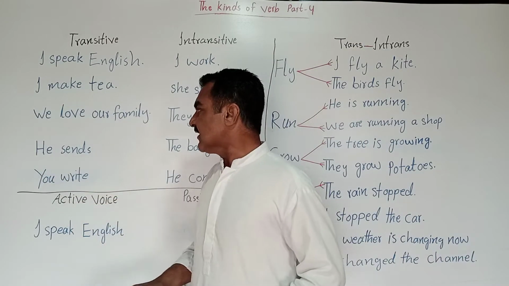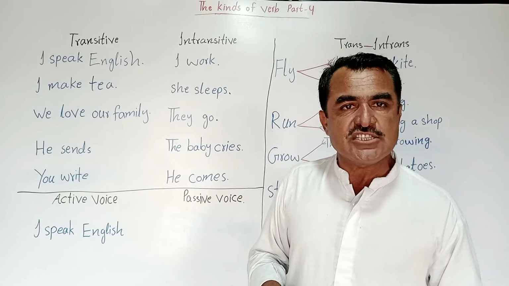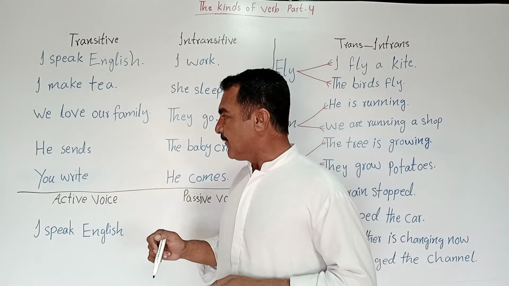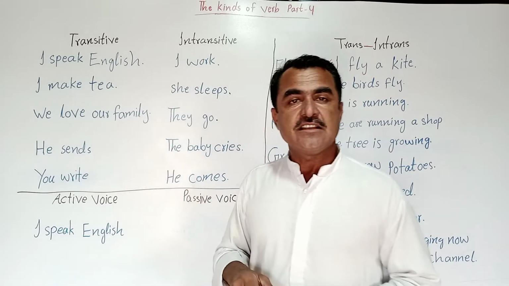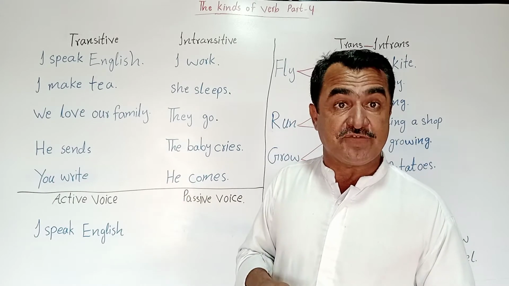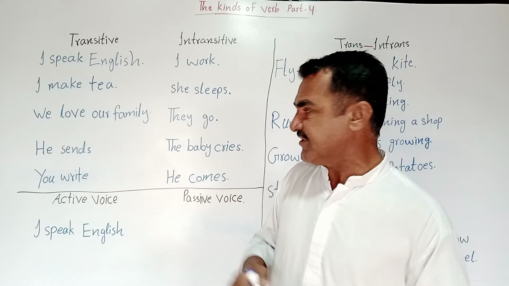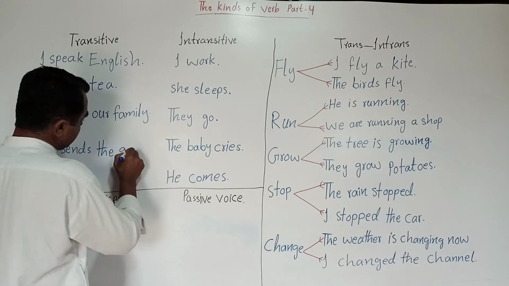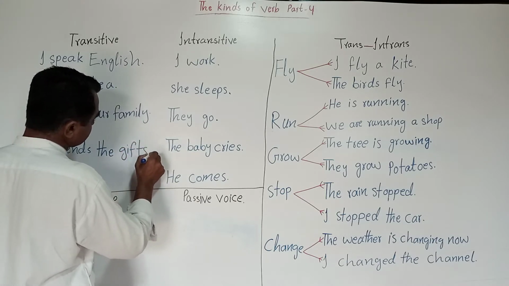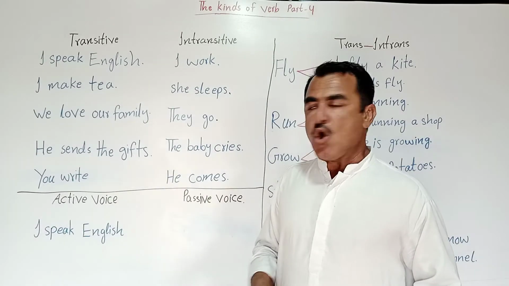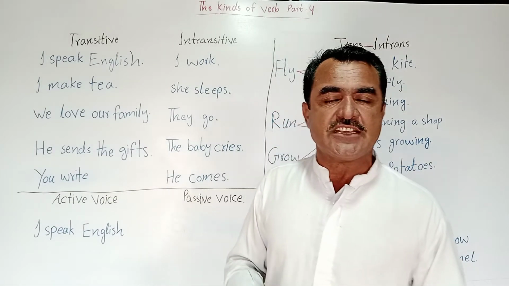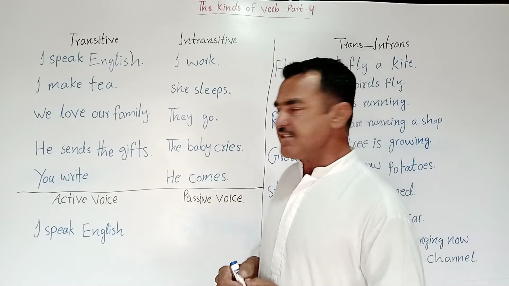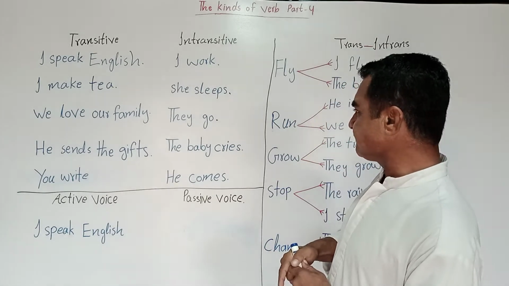Let's go to this sentence now. He sends. He sends what? Or he sends who? He sends me the gifts. Now you can see these verbs always take objects with them. Transitive verbs always take objects with them, and intransitive verbs do not take objects with them. This is the difference.